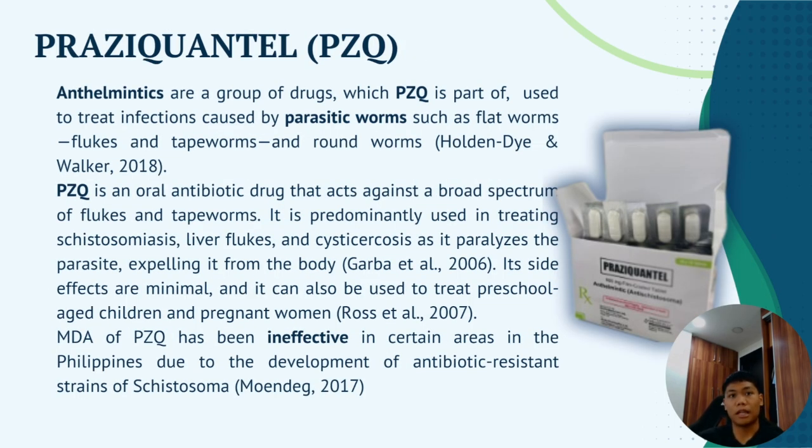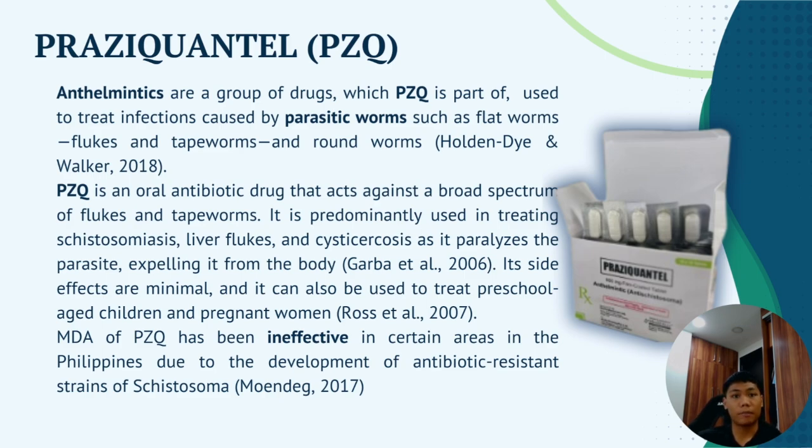So when we talk about MDA for schistosomiasis, the main drug is praziquantel. Praziquantel is an anthelmintic used to treat infections caused by parasitic worms such as flatworms, flukes, tapeworms, and roundworms. PZQ specifically is an oral drug that acts against a broad spectrum of flukes and tapeworms. It's predominantly used in treating schistosomiasis, as it paralyzes the parasite, expelling it from the body. Its side effects are minimal, and it can also be used to treat preschool-aged children and pregnant women.